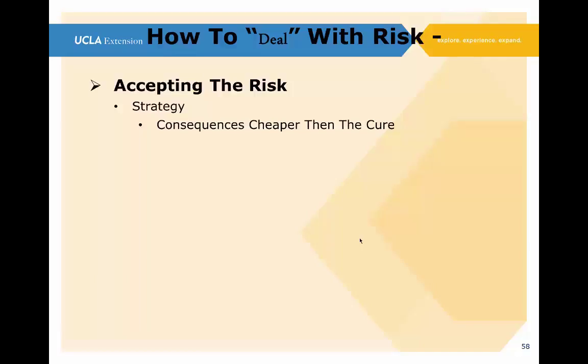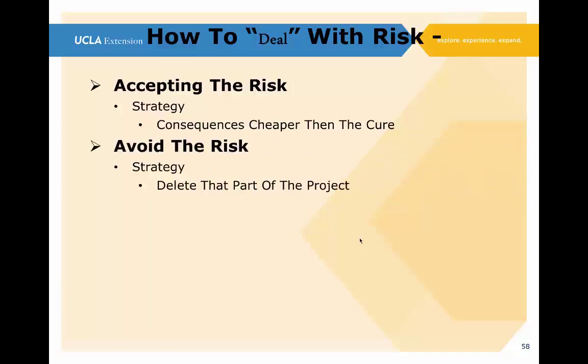The risk could change. It could change to having a greater impact or a greater probability of occurring. And then we may want to change the strategy. So one of the strategies is basically accepting it. The next one is avoid the risk, like delete that part of the project.